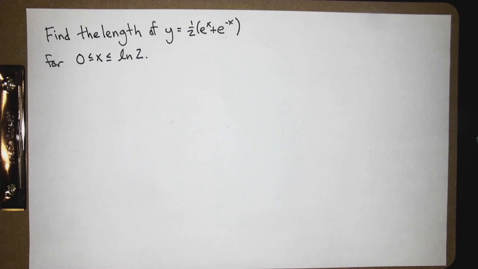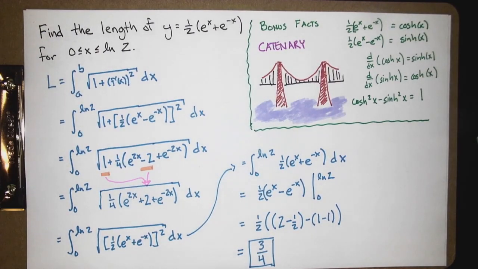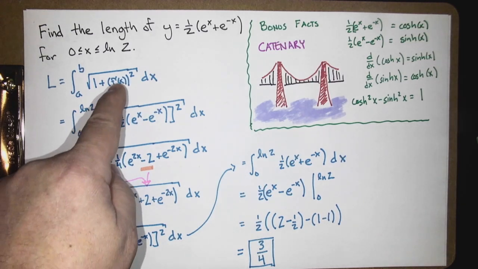Find the length of y equals 1/2 times e to the x plus e to the negative x, where x goes from 0 to natural log 2. Okay, so what's the process? All right, we have our formula for length. So we're going to use our formula. So we need to take a derivative.